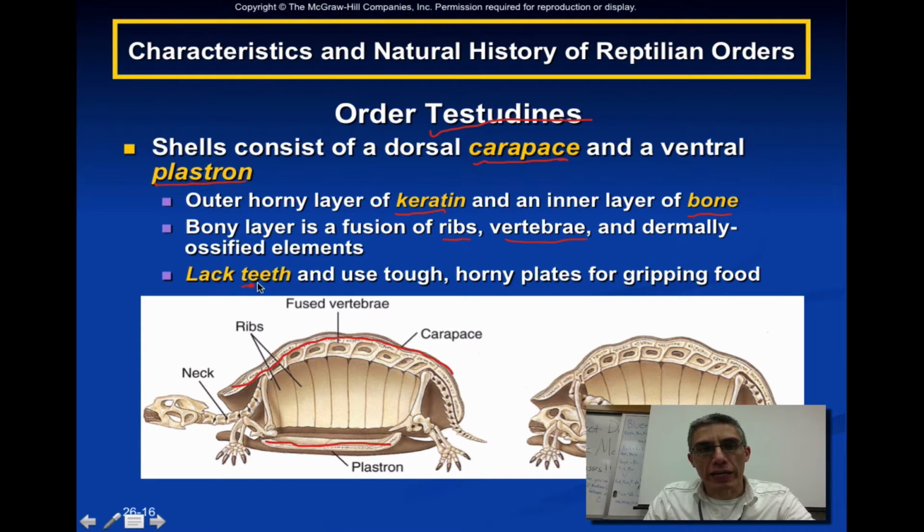Now these animals do lack teeth. Remember we had talked about them having almost a bird-like beak for their mouth. So they're going to use this bird-like beak basically for gripping food. So they really don't have teeth to chew things up. So when they do feed, they simply rip things apart and swallow whatever food they happen to be dining on.